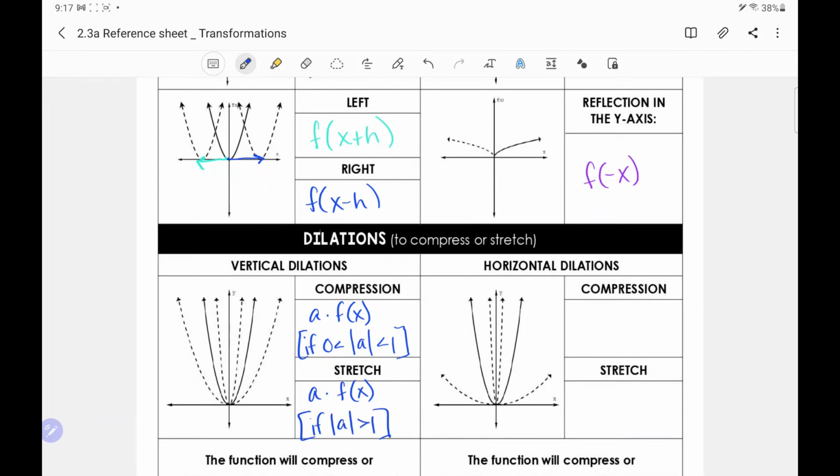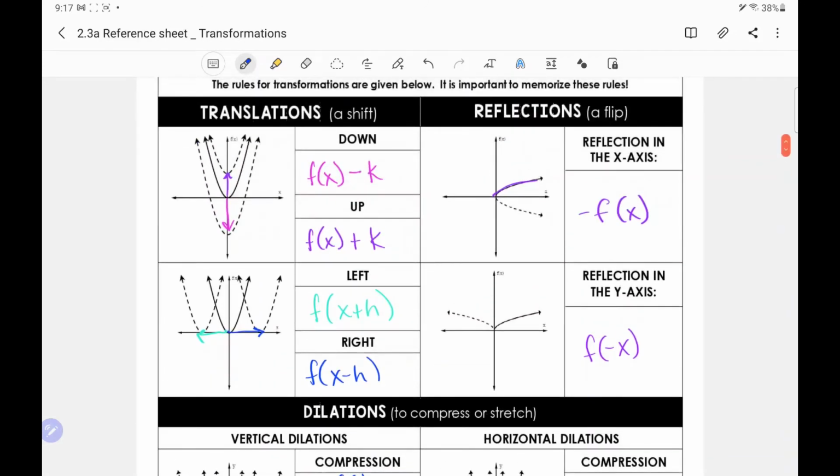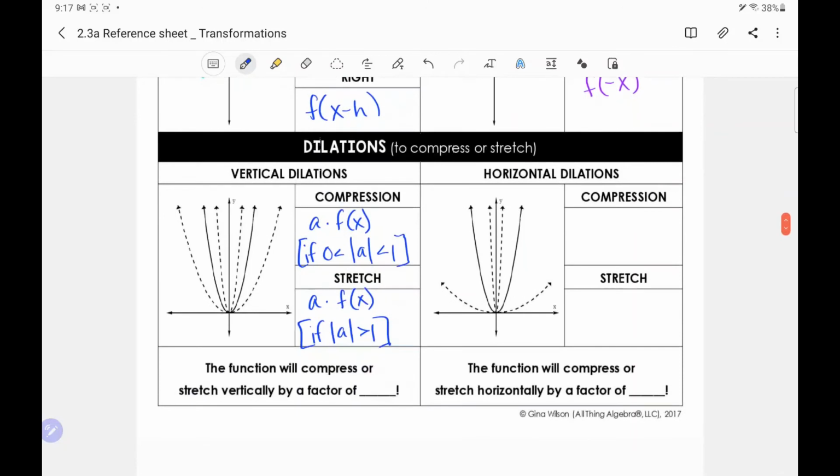And you might be thinking, well, what if it's negative? Well, if it's negative, we know what's going to happen. The negative is going to flip it. The compression or stretch is just going to be based on the a. The negative is going to be considered what makes it change directions with a reflection.